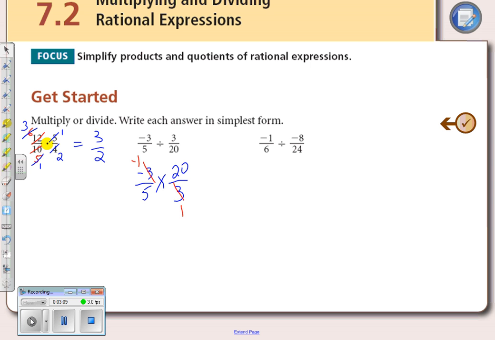Okay, and we can go into the second fractions here. I can divide each of these by 5, which gives me 5 divided by 5 is 1. 20 divided by 5 is 4. Now I just multiply numerator times numerator, denominator times denominator, which gives me negative 1 times 4 is negative 4, and 1 times 1 over 1, which is just negative 4.